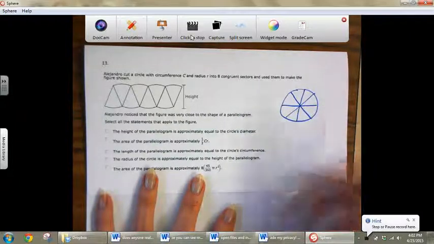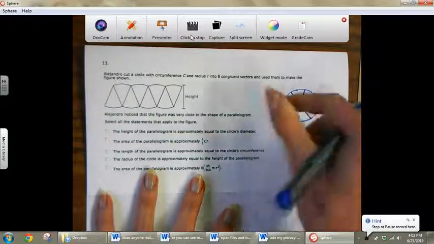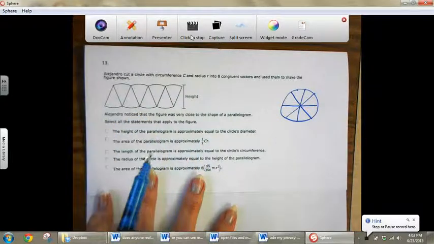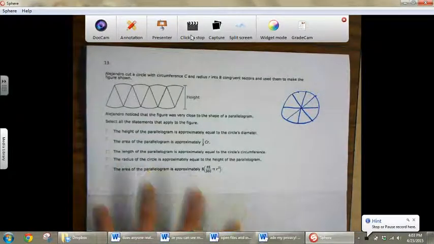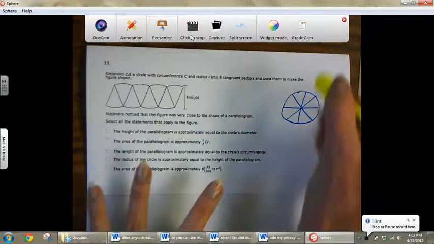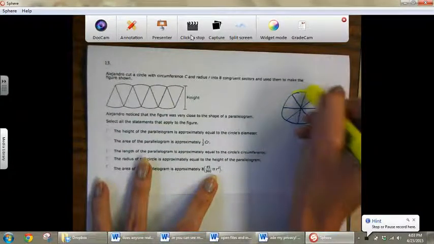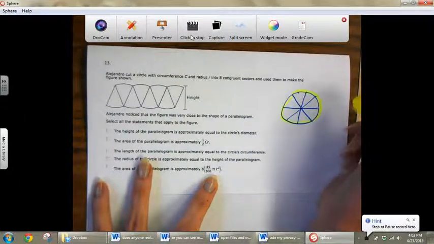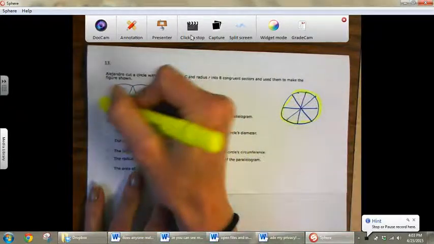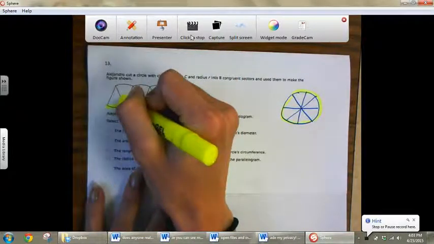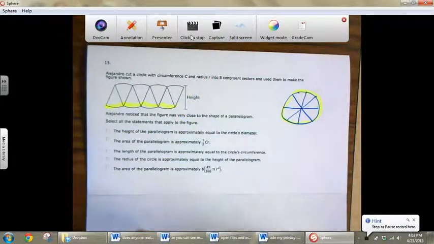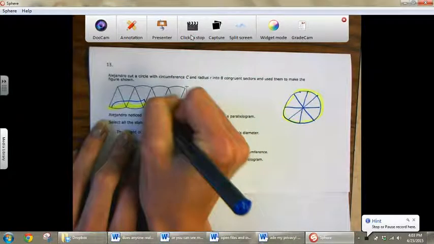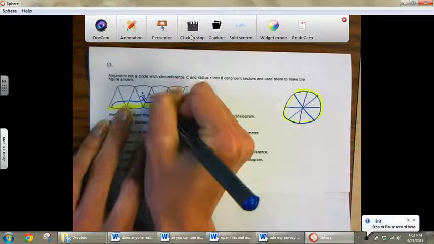Then he took all these pieces and laid them opposite each other so that they would create almost a parallelogram shape. You can see that the circumference of the circle was 1, 2, 3, 4, 5, 6, 7, 8 slices. Well, let's look at what the base of this parallelogram is. It's 1, 2, 3, 4 slices. So I now know that the base of this parallelogram is about 1/2 of the circumference.